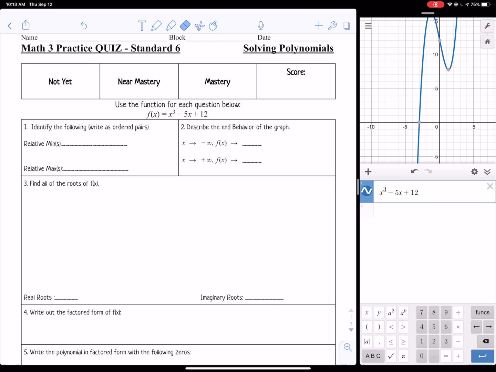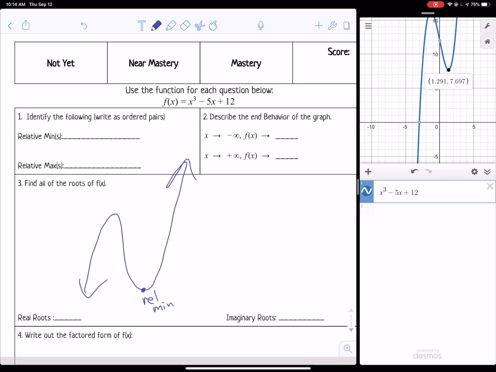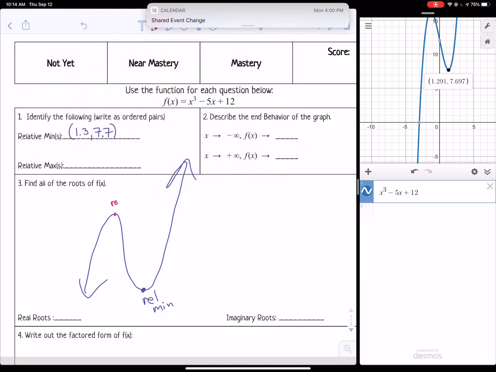All right, so the first question says, identify the following and write as ordered pairs, relative min and relative max. I'm just going to sketch down here that our graph looks kind of like this. We have a relative minimum point down here where it's a low point on the graph, but it's not your lowest point on the graph. So I'm going to just click on it on Desmos and pick out those numbers. And then I'm going to round them to the nearest tenth. So that'll be about 1.3, 7.7. And then we also have a relative maximum up here.